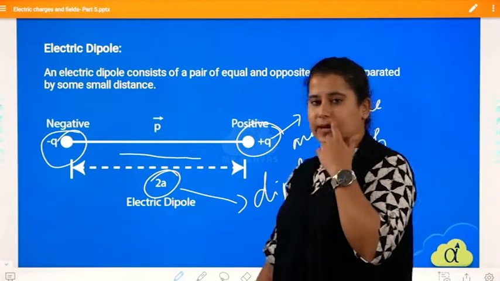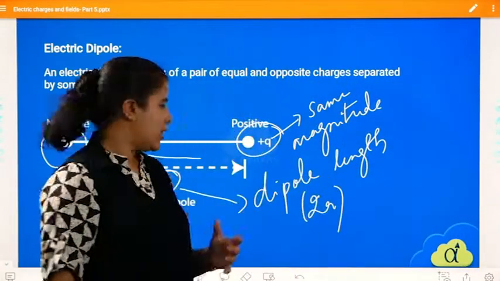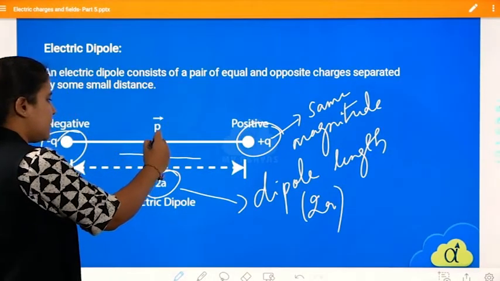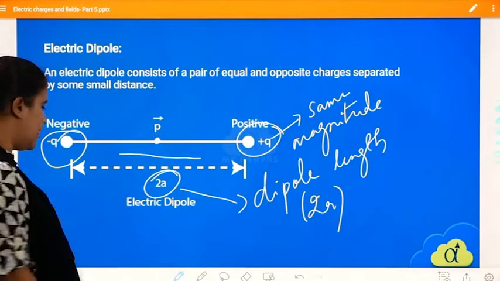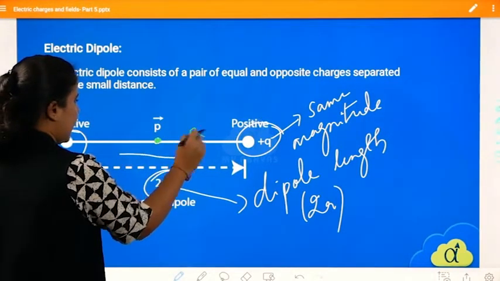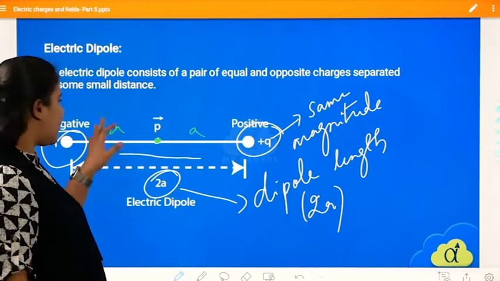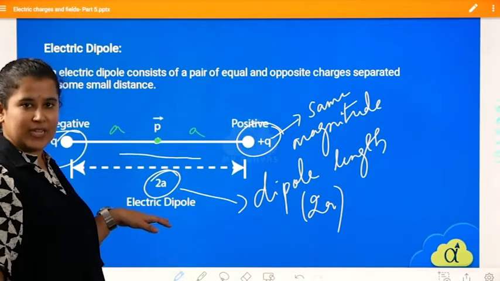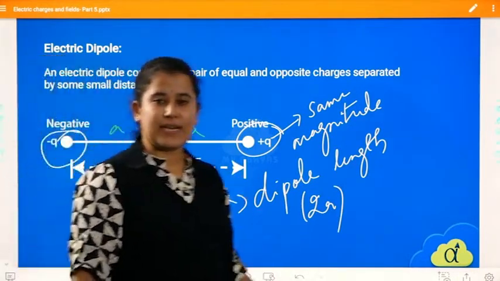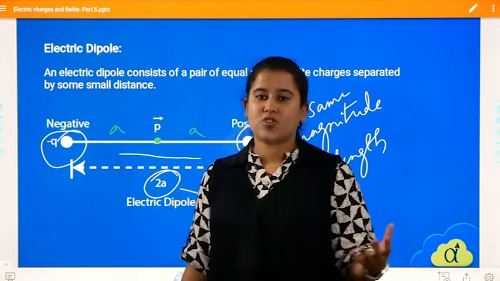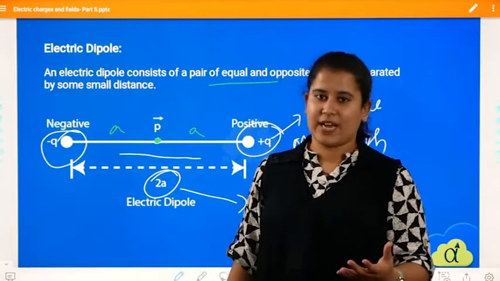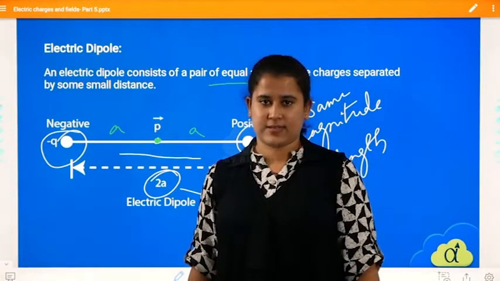2a in the sense, if you take the middle point here, then you will have A here and A here. So A and A make 2A, that is the dipole length. Clear? What is a dipole? A dipole is nothing but a pair of two point charges, equal and opposite, separated by a small distance.